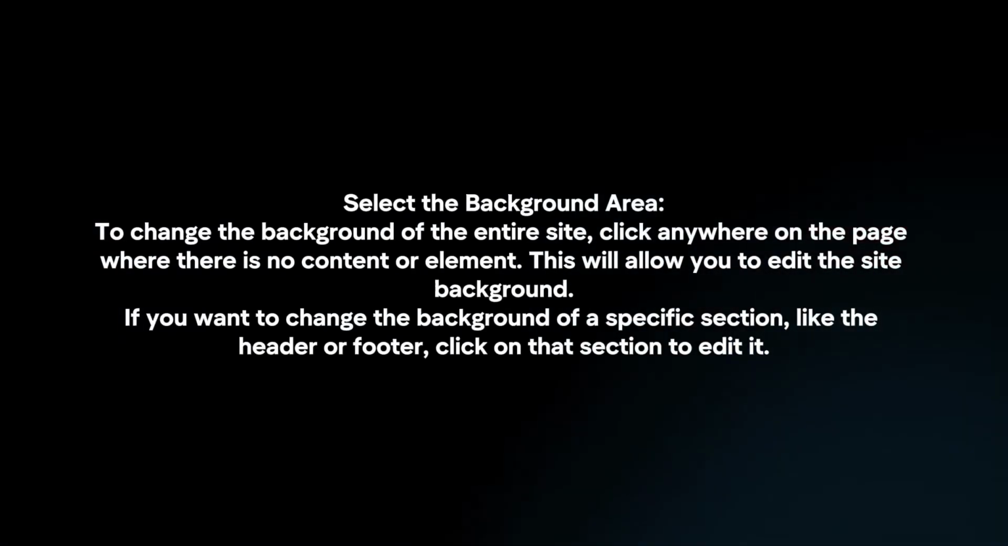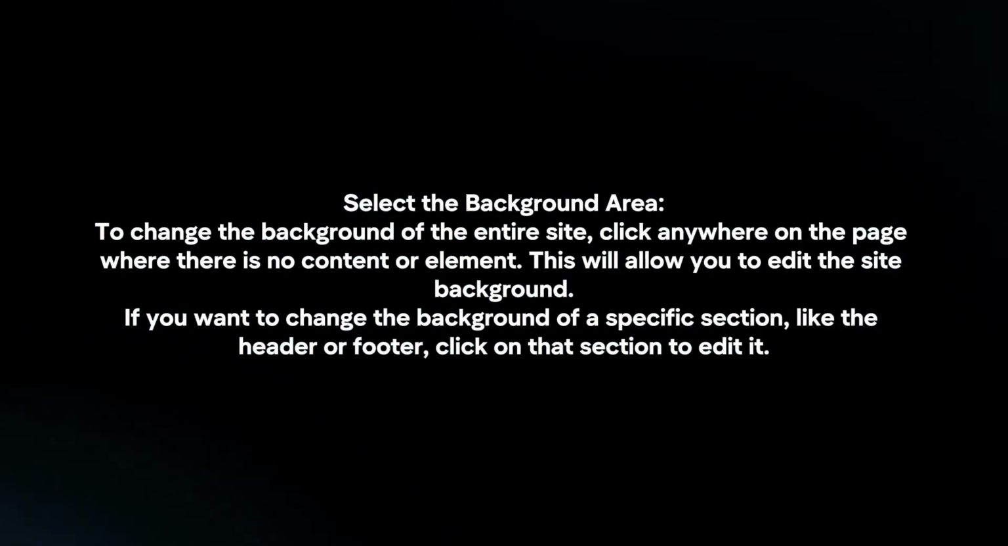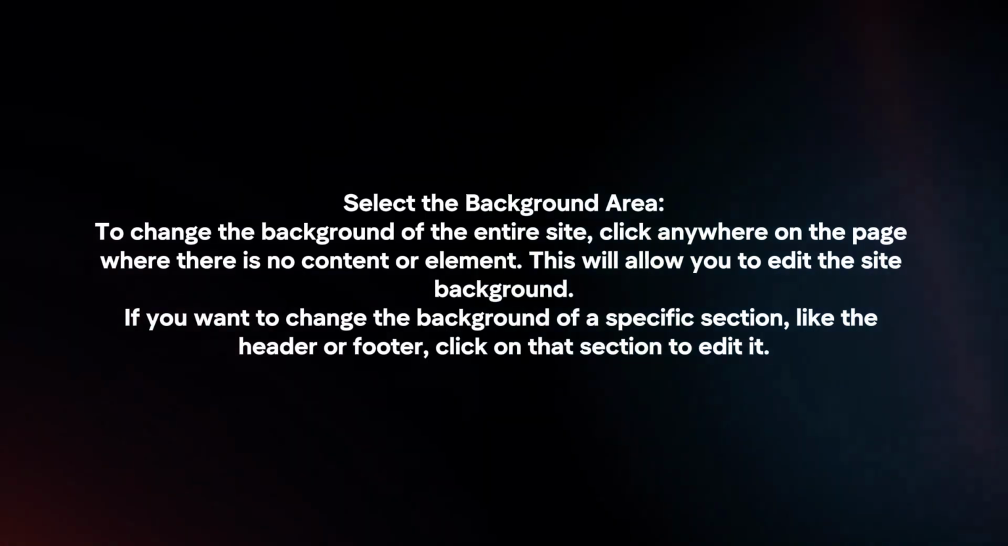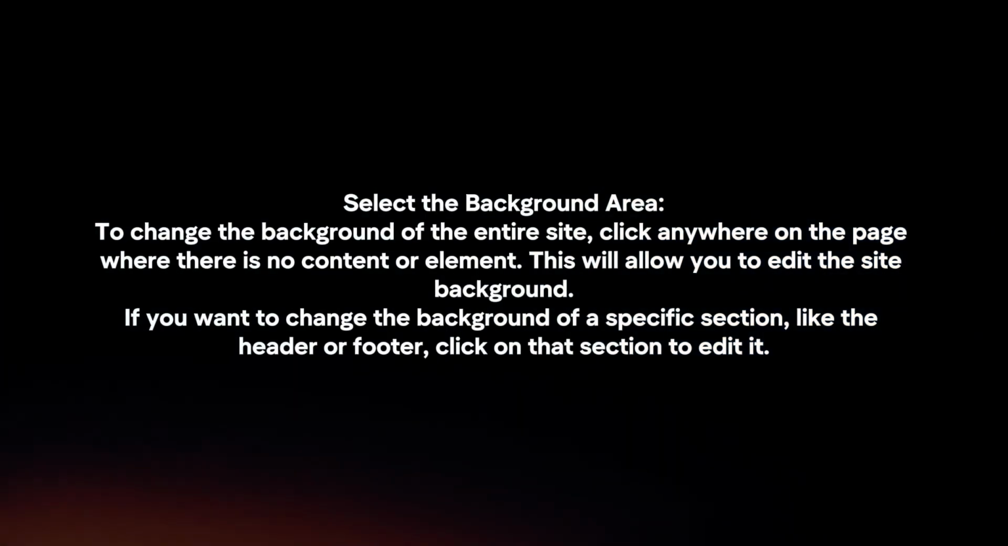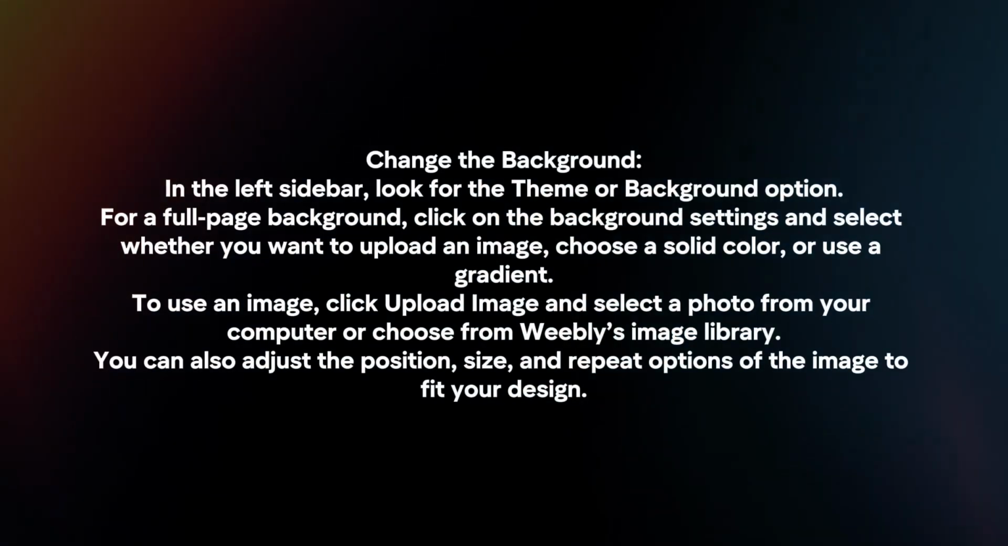Select the background area. To change the background of the entire site, click anywhere on the page where there is no content or element. This will allow you to edit the site background. If you want to change the background of a specific section, like the header or footer, click on that section to edit it.